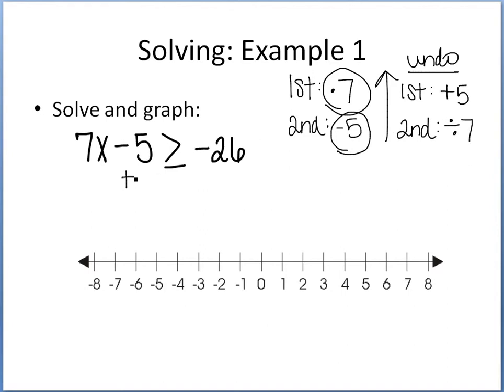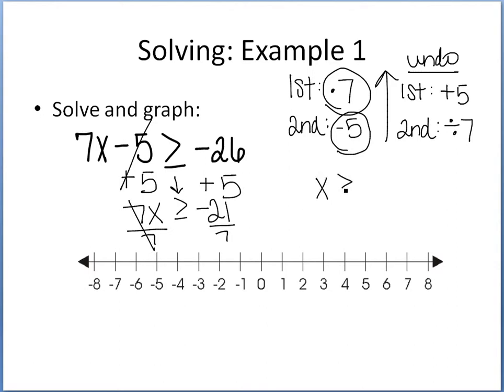So I'm going to add 5 to both sides. That goes away. 7x is greater than or equal to -21. Don't change this at any time to an equals because it's not. Alright, next we divide both sides by 7. Now because I'm dividing by a positive number, I don't have to worry about switching signs. And so I get x is greater than or equal to -3. Now I'm not done, I have to graph it.